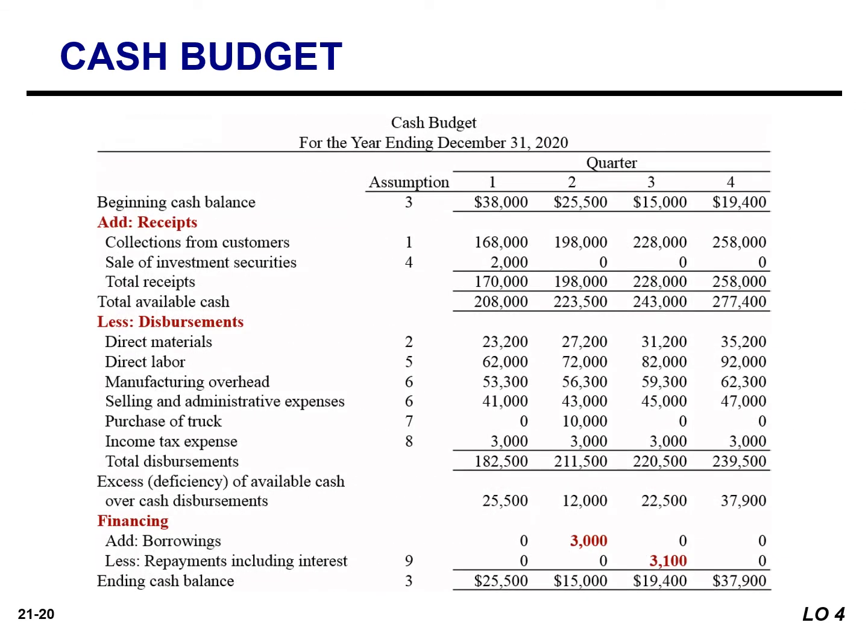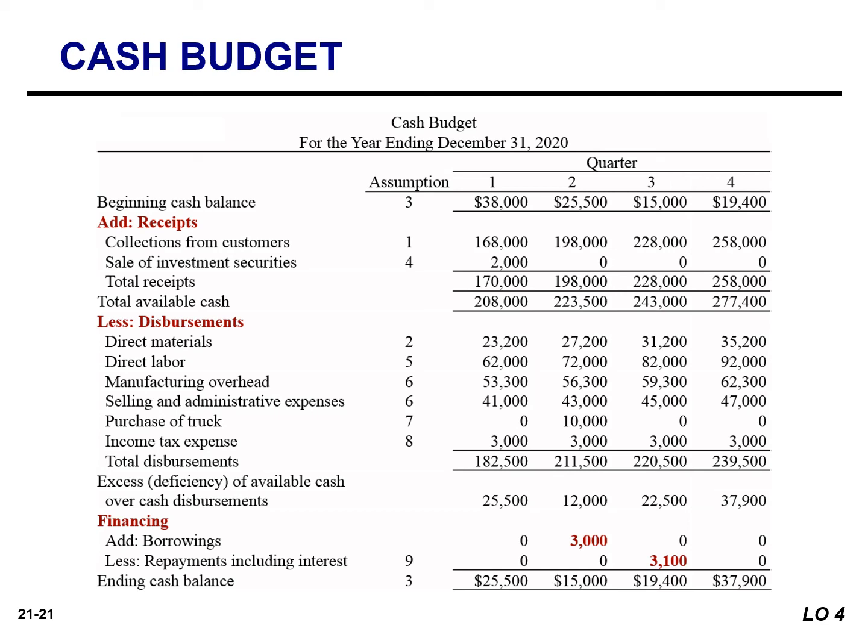This is the cash budget for Hayes Company. All right, let's take a look at Q1, and we'll start with the beginning balance, which is $38,000. From there, we're going to add our total receipts of $170,000 to arrive at our total available cash of $208,000. We list our disbursements, and if you add up our total disbursements of $182,500 and subtract that from our total available cash of $208,000, you get an excess of cash available of $25,500, and that is the ending balance.